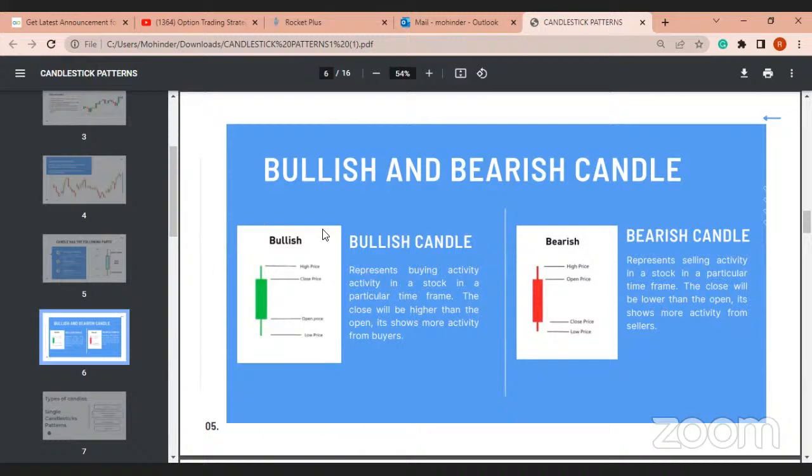So this bullish one indicates more buyers. And the next one is bearish. It represents selling activity in a stock in a particular time frame. The close will be lower than the open. It shows more activity from sellers. Exactly the vice versa of what we learned in the bullish candle.